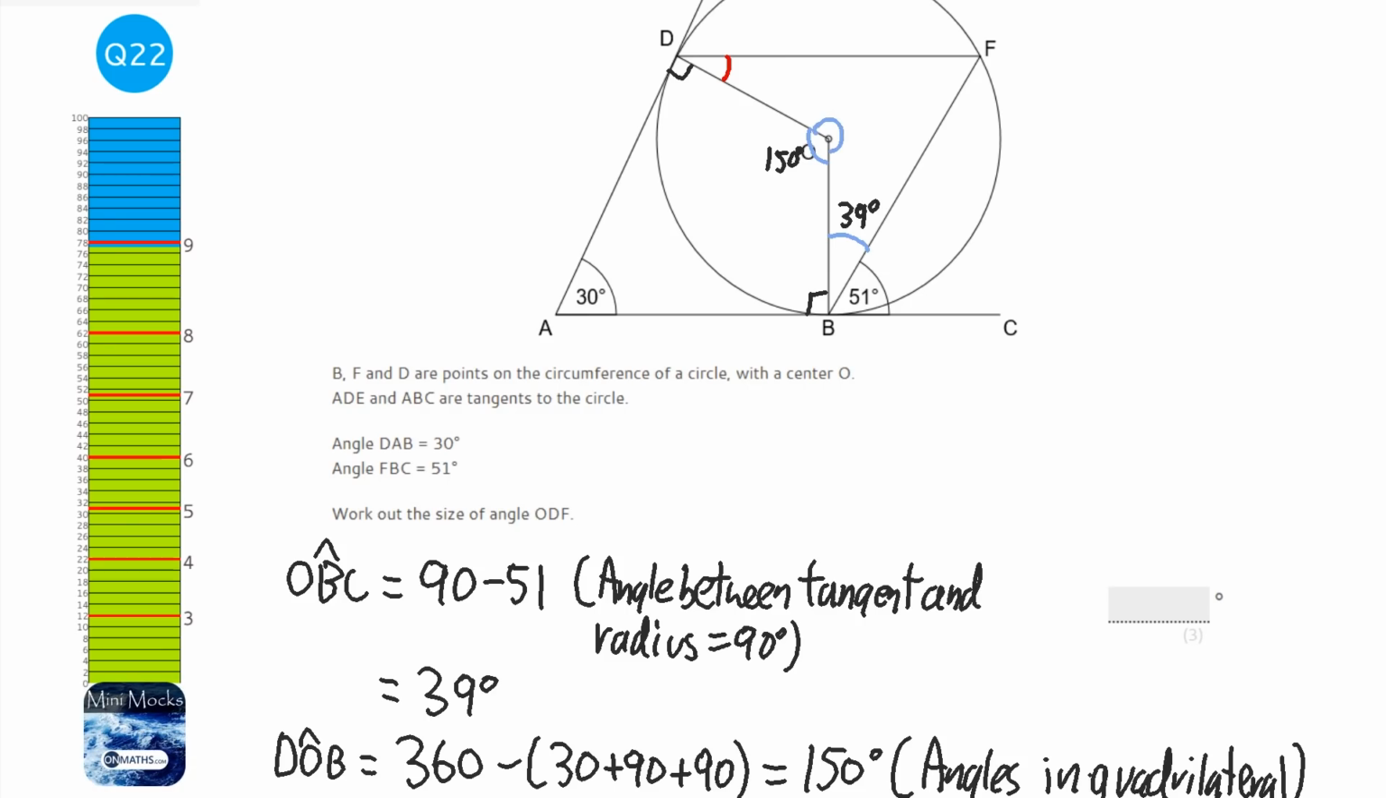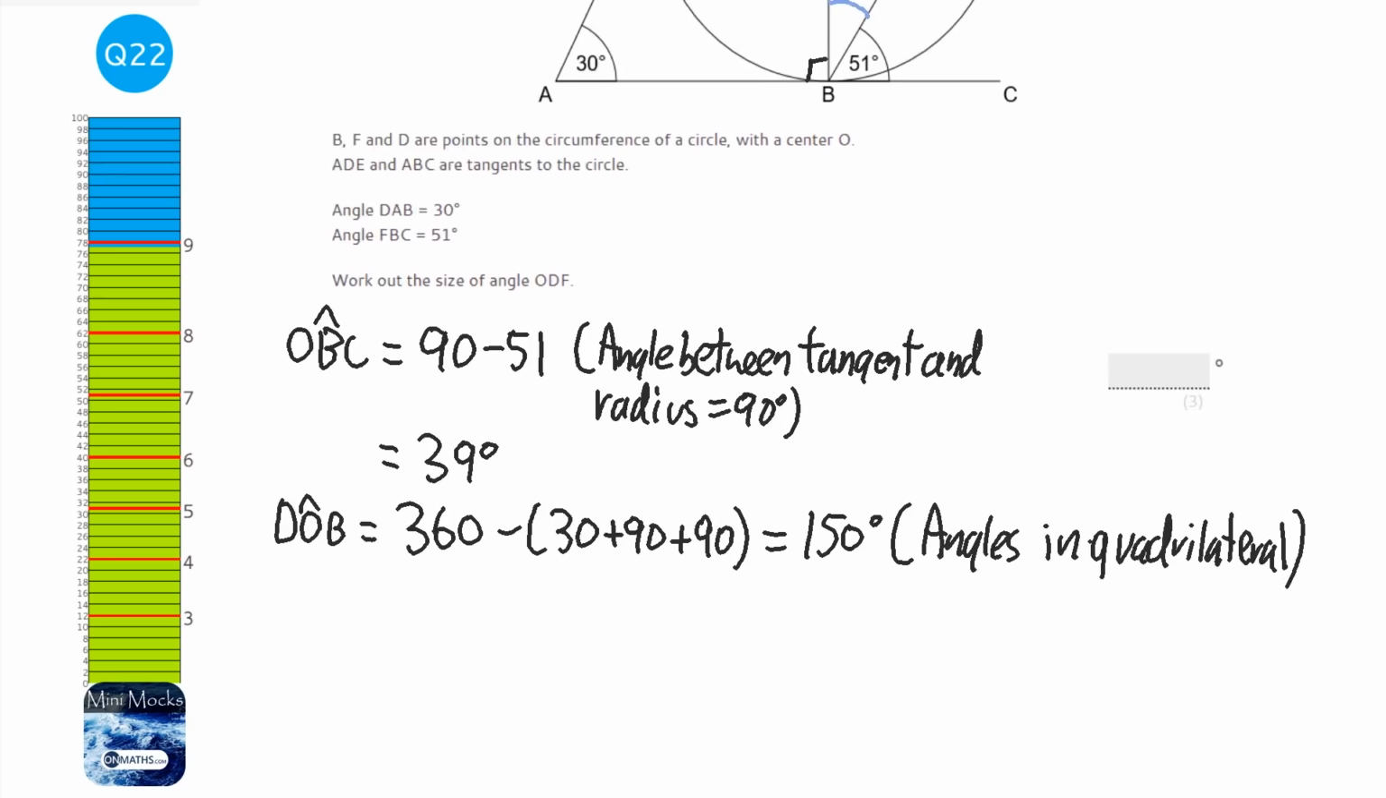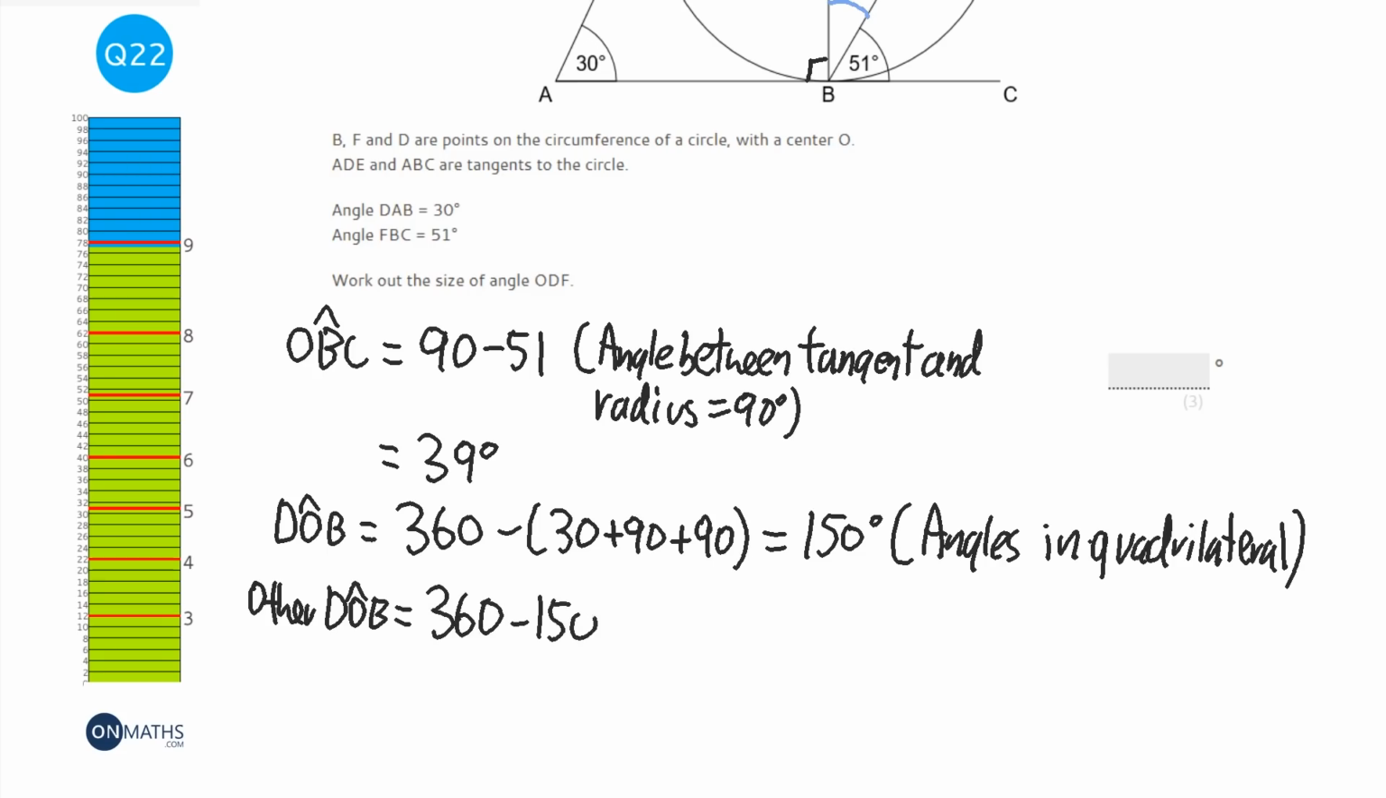Okay. And it's very difficult to know what to call this angle because we've already called DOB once. So we could call this other DOB. Let's go for that. Other DOB equals 360 minus 150. Okay, and the reason for that is just angles on a point. So that's 210 degrees, angles on a point.